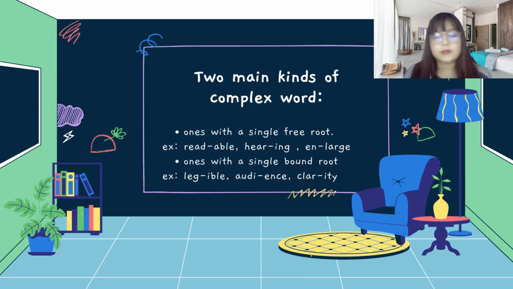Before we discuss the examples of combining forms, let's go back to our material before, that is complex words. There are two main kinds of complex words. One is with a single free word, for example readable, hearing, and enlarge. And the next is one with a single bound word, for example eatable, audience, clarity.